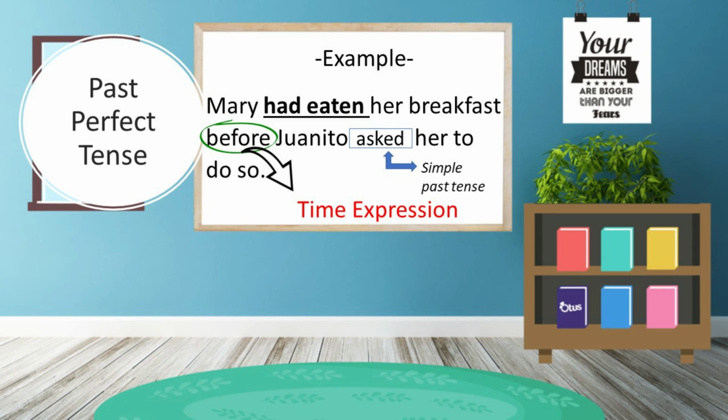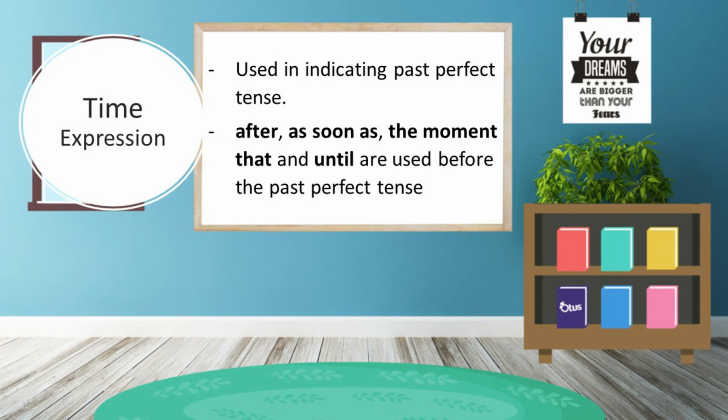Let's have this example. Mercy had eaten her breakfast before Juanito asked her to do so. In this given example, both actions happened in the past. However, one action took place before another. In this context, the past perfect tense portrays an earlier action before another action happened as portrayed by the simple past tense. Time expressions are also used in this type of tense.